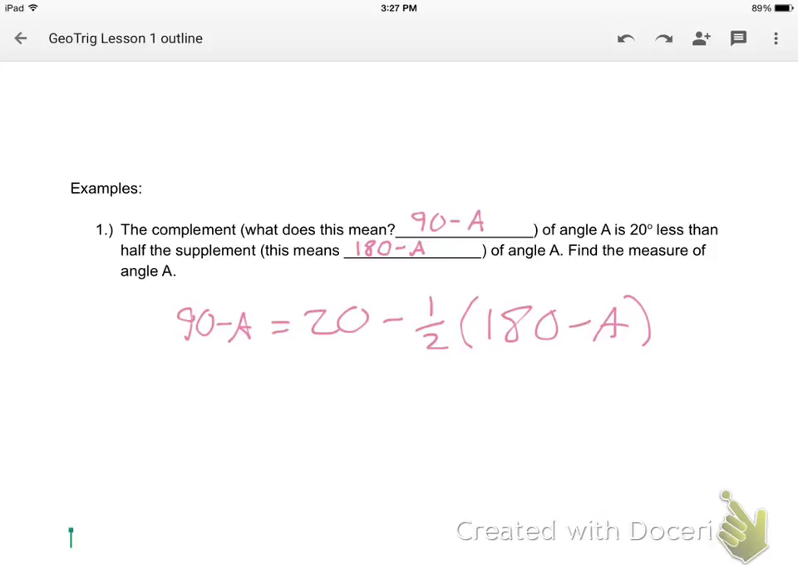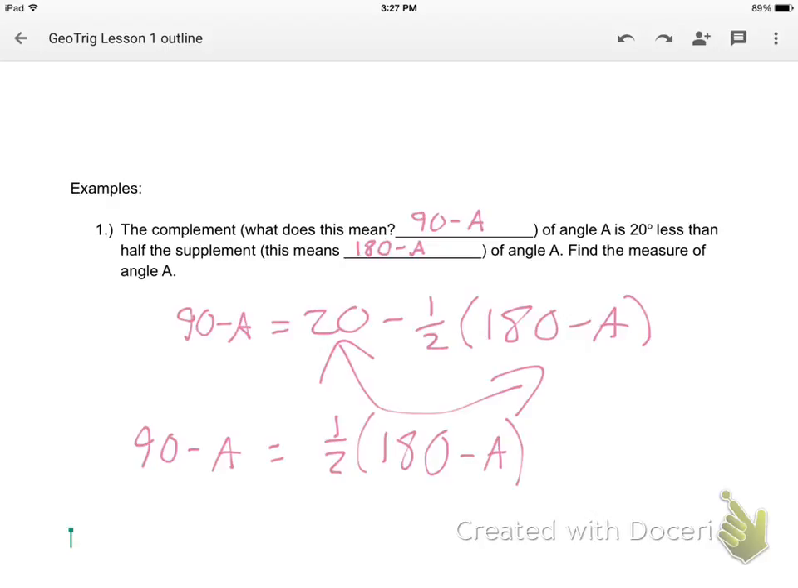I'm going to pause here and kind of talk about this. So 90 minus A is correct, but it has to be half of that supplement of A. So it's half of the supplement. Does everybody understand the half of the supplement? Then I can take 20 because it's 20 less than the supplement.